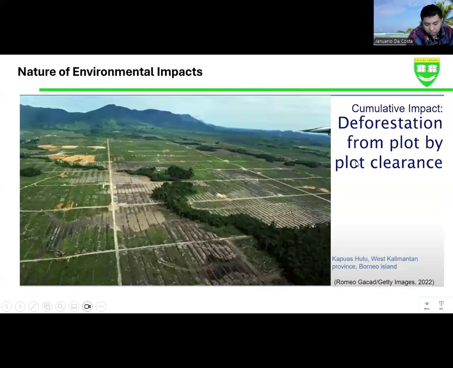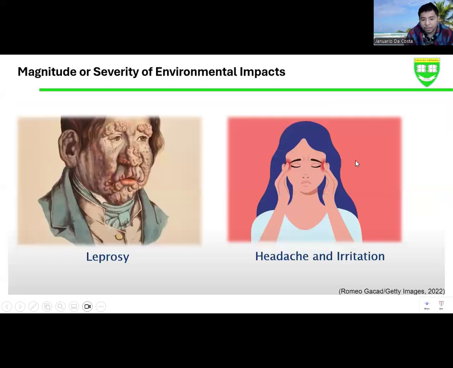Okay. So the magnitude or severity of the environmental impact, for example, if the project is big enough, it will not go to an extent like this, okay? This is a very severe extent where your project contaminates radioactive materials, it can cause skin problems like leprosy, or sometimes causing headache and irritation.